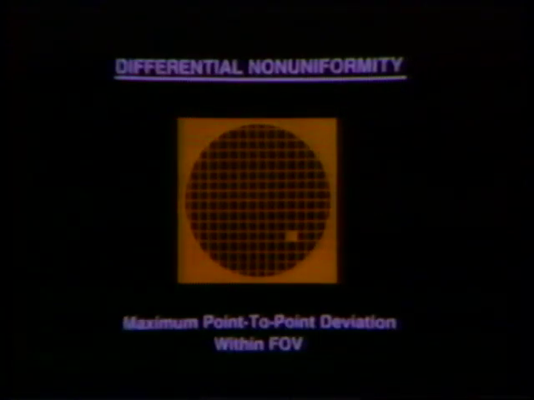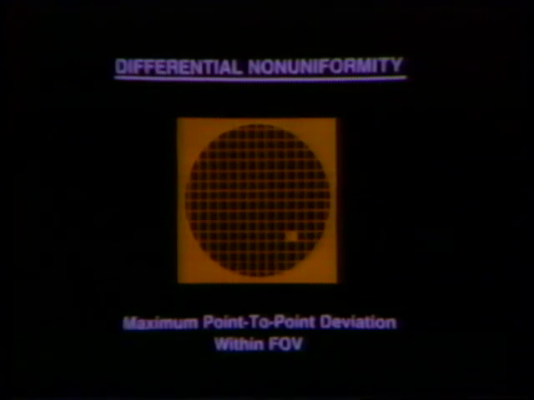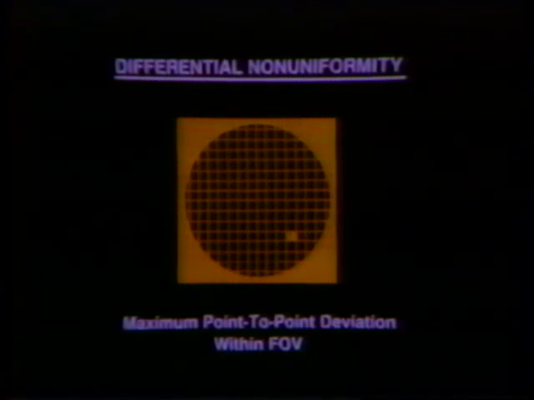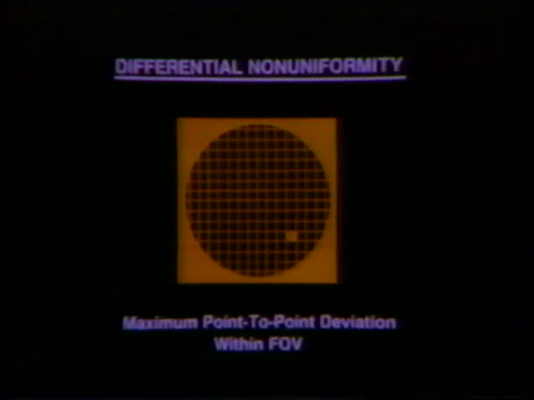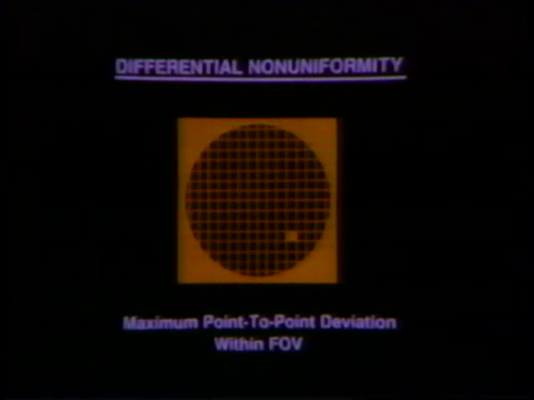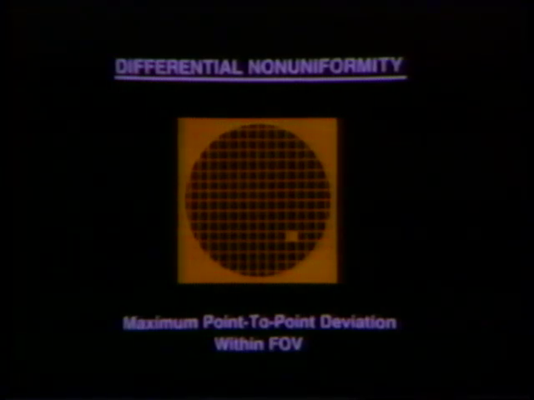Regional changes within the field of view are called differential non-uniformities and are expressed as the percent of change over any given region. Differential non-uniformity values indicate the change in density one sees from point to point within the field of view. Of the two measurements, the differential number is the more important.